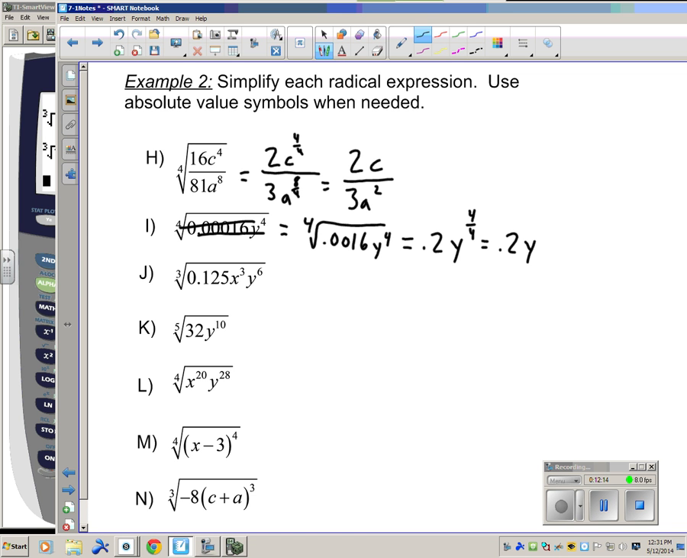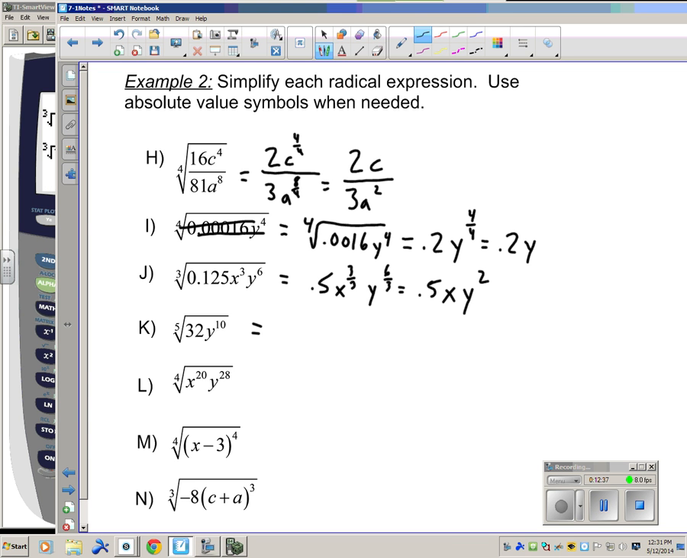And then letter J here, go ahead and do the third root. So I can do math, go down to the third root, punch in 0.125, and I get 0.5, x to the 3 divided by 3, y to the 6 divided by 3, and I get 0.5 x and y to the second.